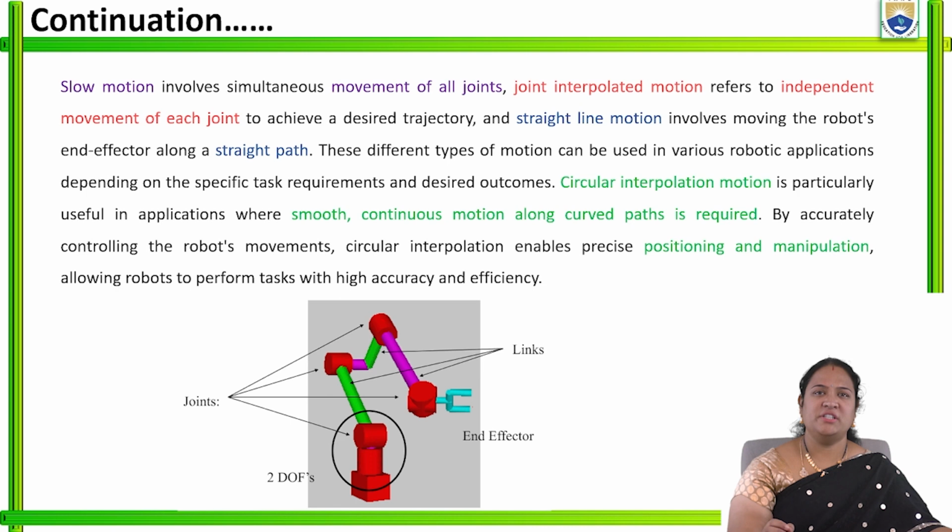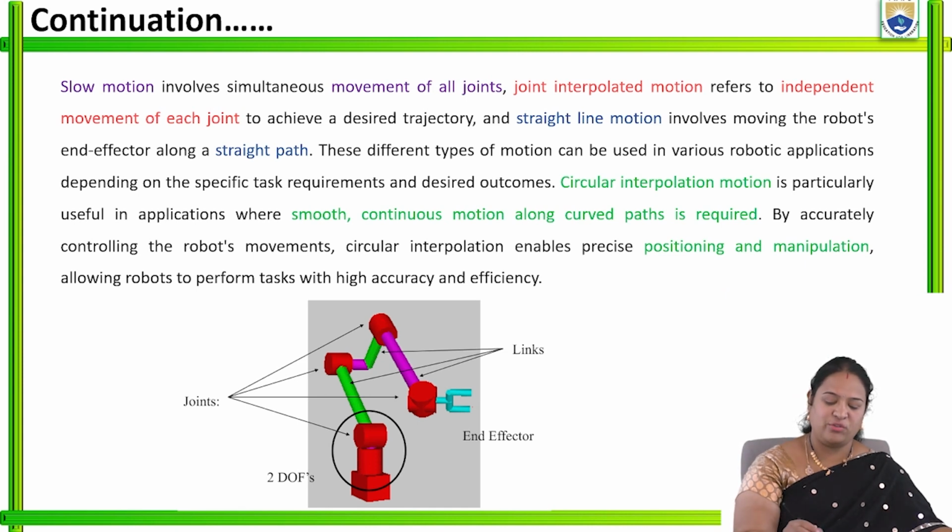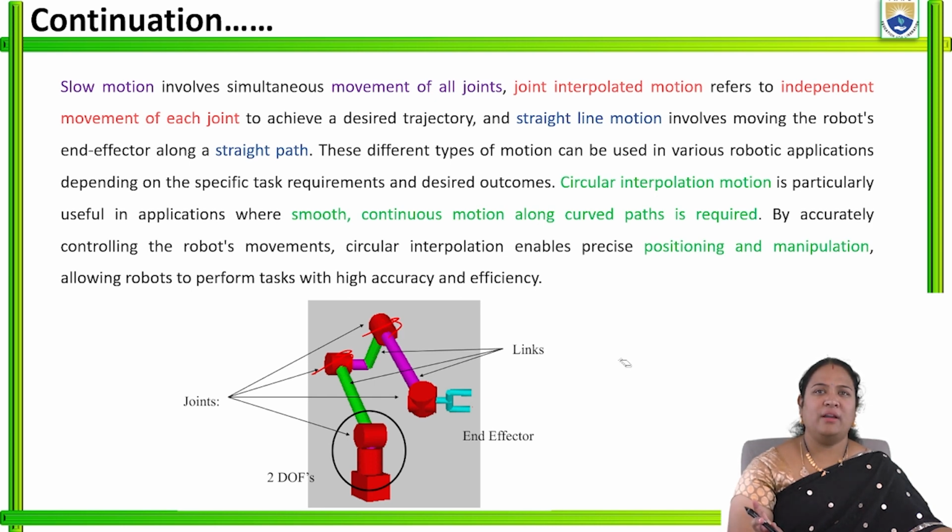Whereas in joint interpolation, as we have discussed, each joint has an independent movement to achieve its desired trajectory, whereas straight line motion involves a straight path, right? The end effector will be moving in a straight path, as I've told you, in this particular direction, right? Whereas in circular interpolation motion, the movement of the robot will be done in a circular direction, which gives a very smooth, continuous motion along the curved paths, right?